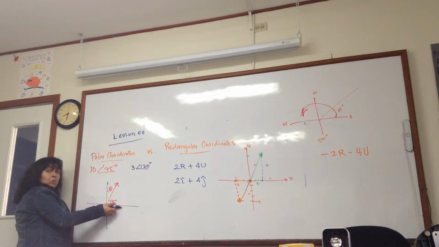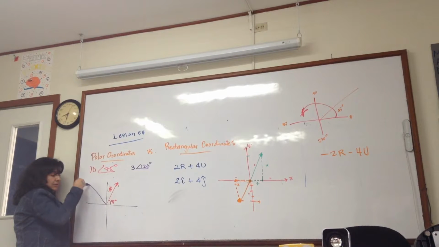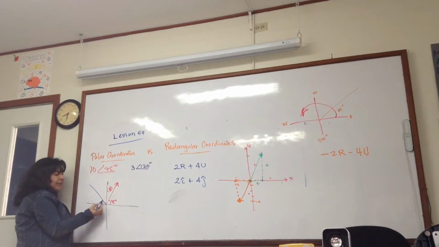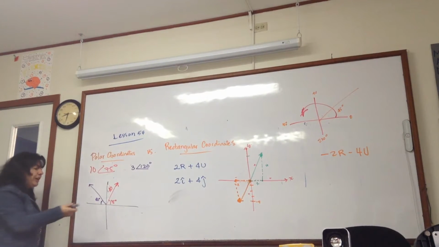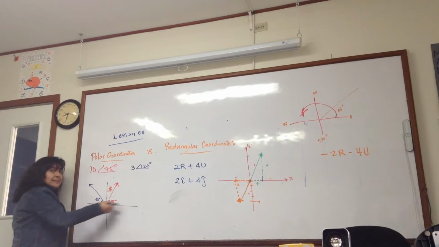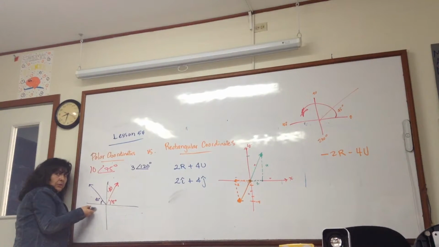Then you'll go 120, this is 90, this is 30, right? And then you put 3. How much would be left here if this is 120? 60, yeah. Because it's easier if you always do it with respect to the x. Okay? Is that clear?